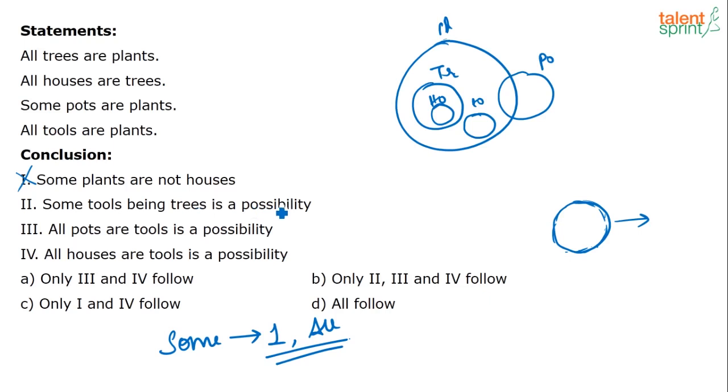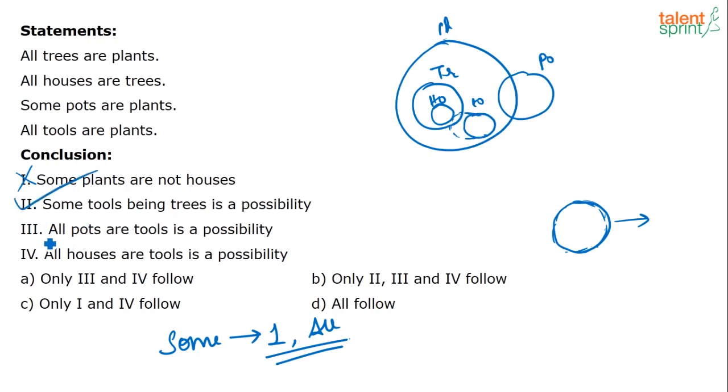Some tools being trees is a possibility. Definitely it's possible, right? See, the only thing that is given to us is that all tools are plants. But these tools can be here also, right? It can be like this also. And it does not violate any given rules. So, some tools being trees is definitely a possibility. So the second one is true.